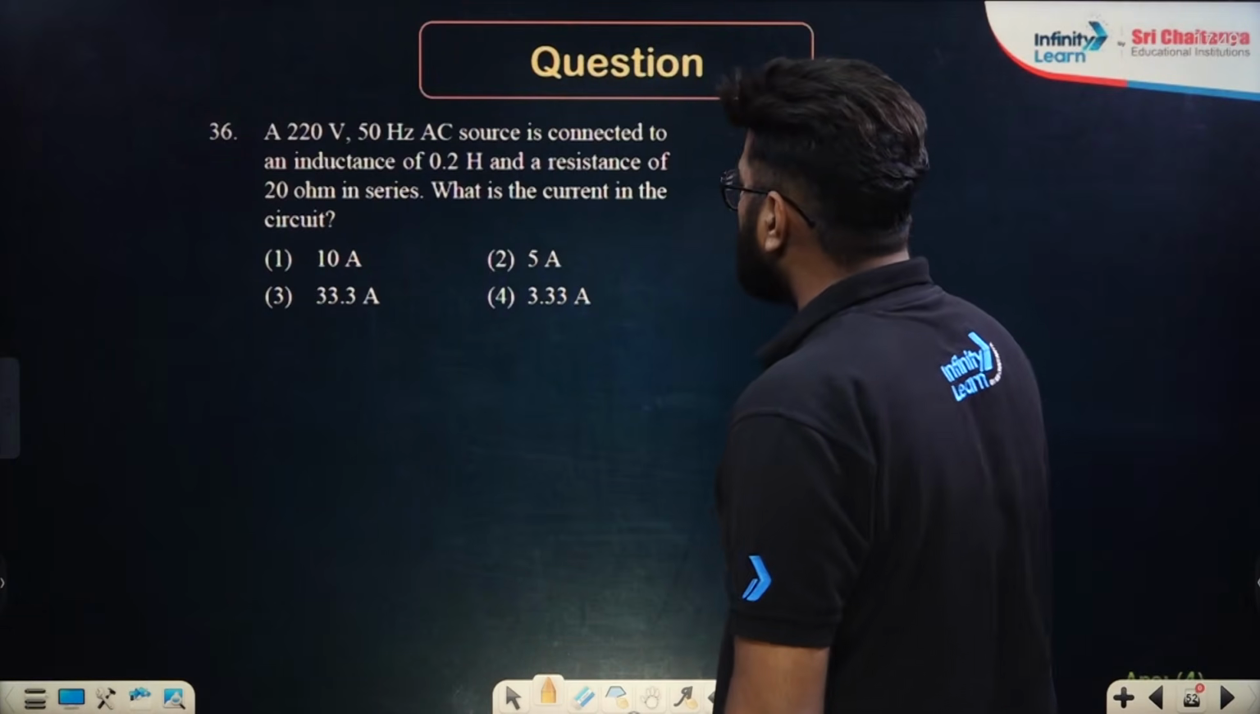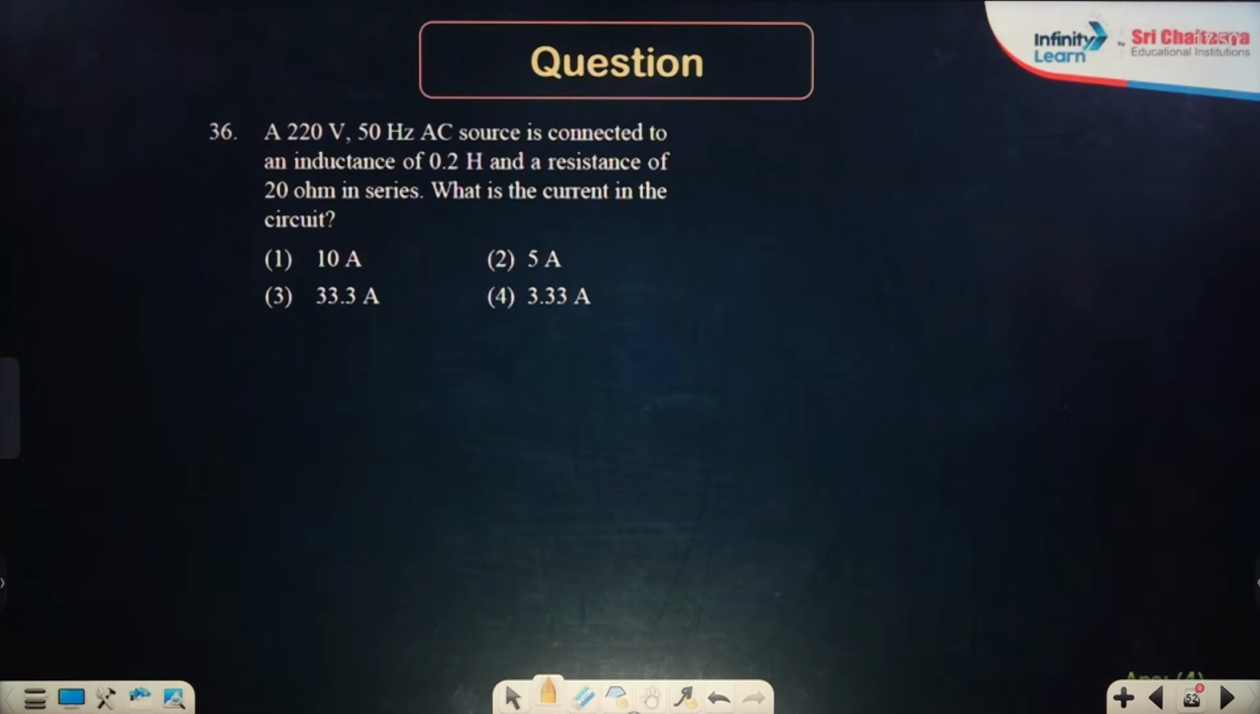220 volt 50 hertz AC source is connected to an inductance of 0.2 Henry and a resistance of 20 ohm in series.